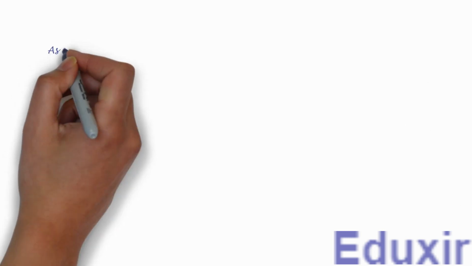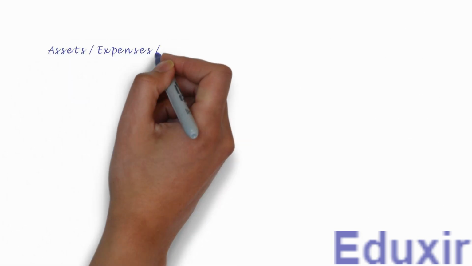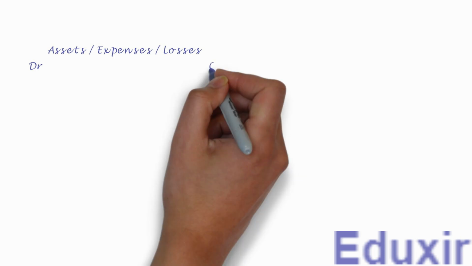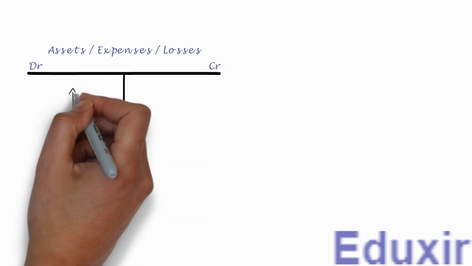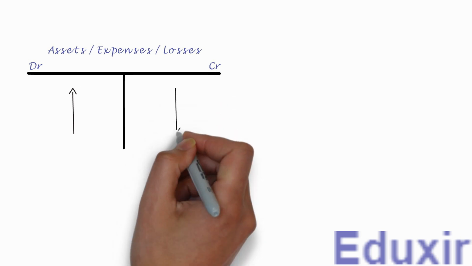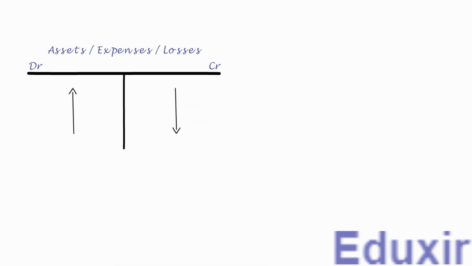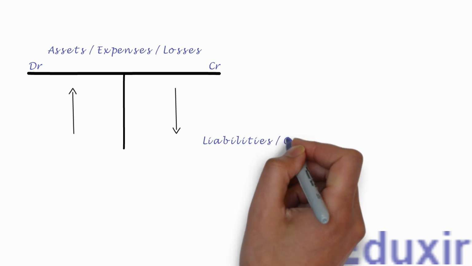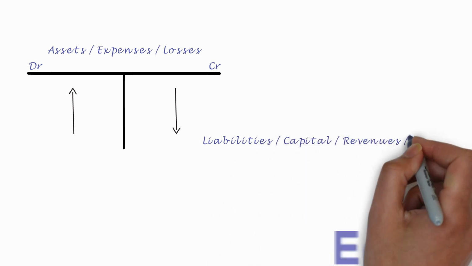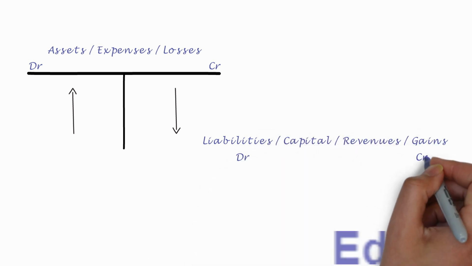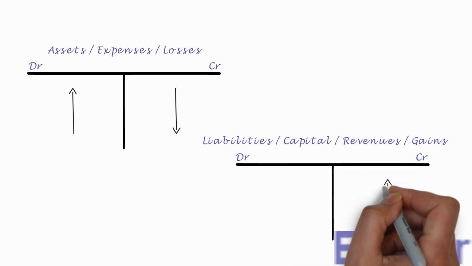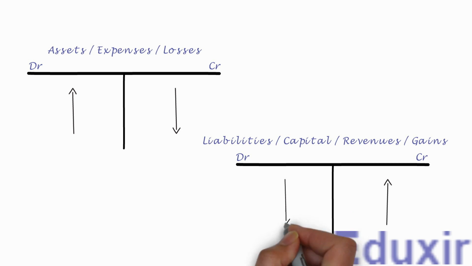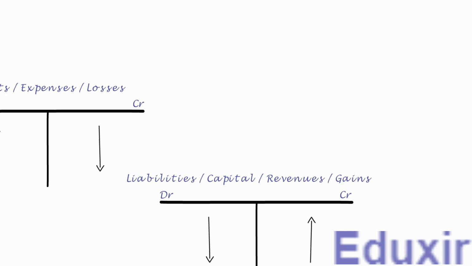In case of assets or expenses or losses, any increase in any of these should be debited and any decrease should be credited. Whereas in case of liabilities, capital or revenues or gains, any increase in any of these should be credited and any decrease should be debited. Let us now proceed with the analysis of these transactions one by one.